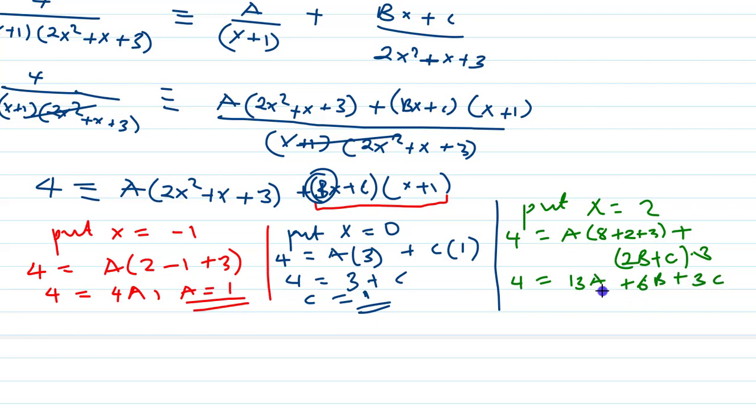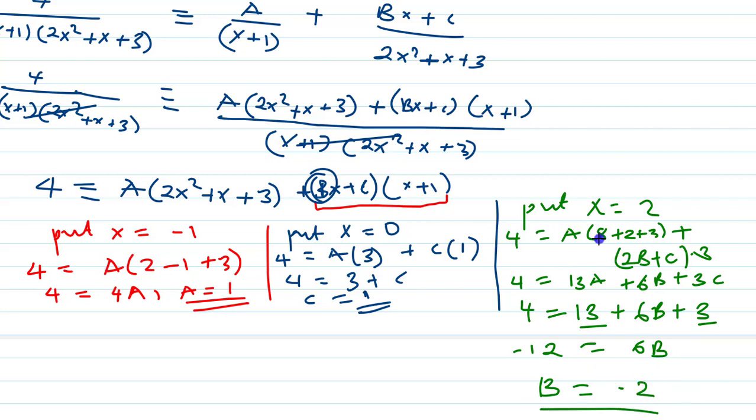I will now put the value of a and the value of c. So I'll have 4 equals 13a, which is just 13, plus 6b, I actually don't know what b is, plus 3c, that's just a 3. So 13 plus 3, that's 16. 4 minus 16, that's -12, equals 6b. So for that we have b equals -2.